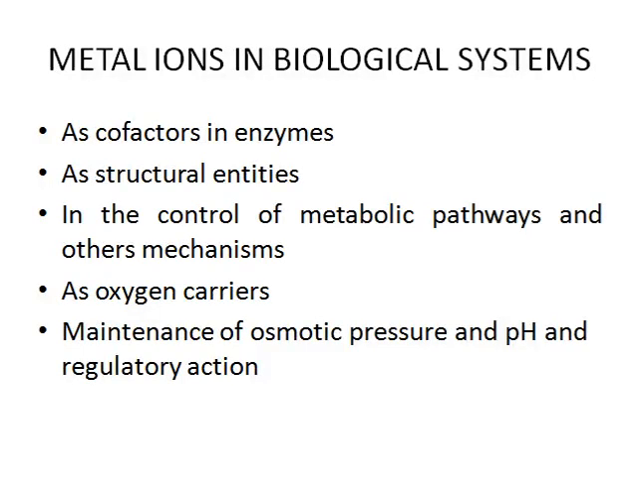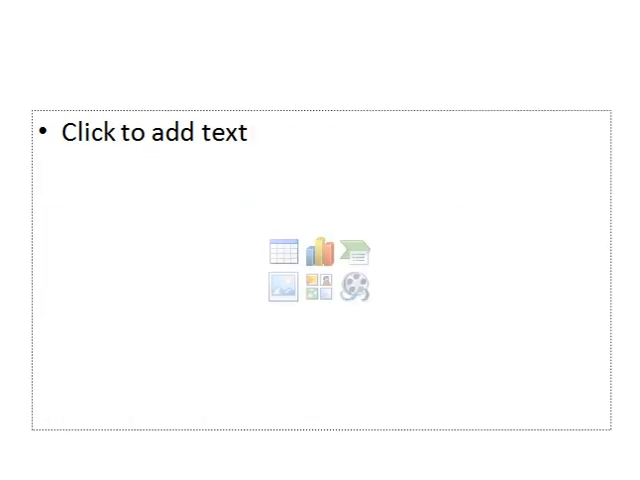Metal ions in biological systems. We'll see what the role of metal ions in biological systems is. Different metal ions will have different roles. The first thing we can say is that these metal ions act as cofactors in enzymes. So the first point is that metal ions act as the cofactors in enzymes. So we'll see what that means.